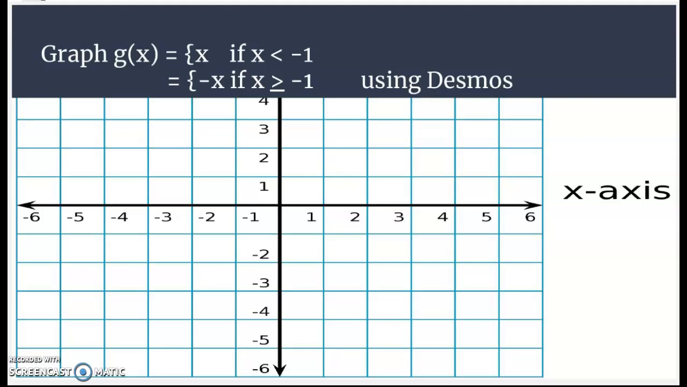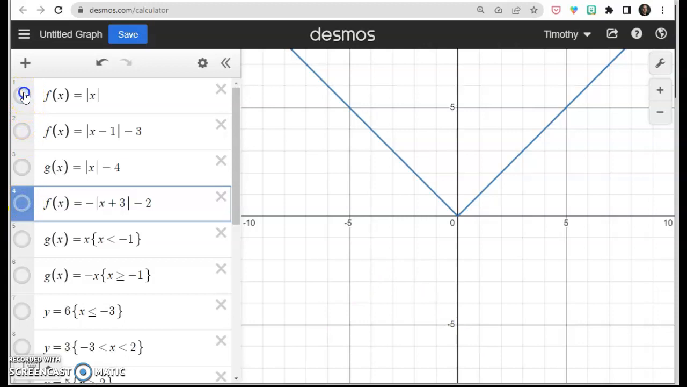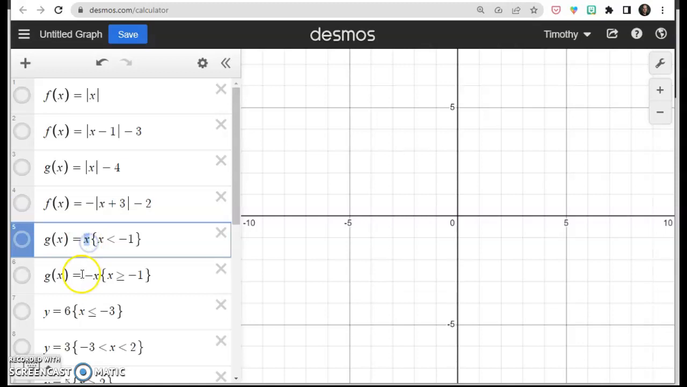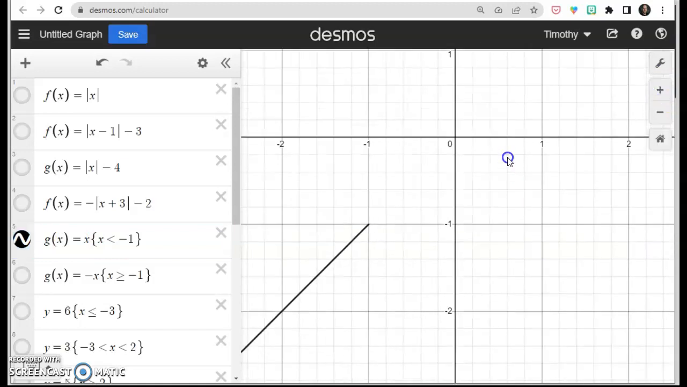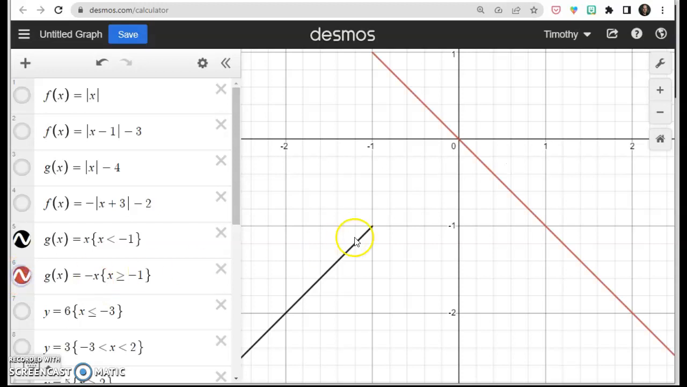So let's look over at Desmos, kind of get this situation figured out here. Let's take away those. Alright, now here's how you enter it on Desmos. The two functions are x and negative x, but it behaves like x when you're less than negative 1. It behaves like negative x when you're greater than or equal to negative 1. And notice how they enter it on Desmos. You put the little curly brackets. So there's the left side of the function, and notice we are just to the left of negative 1. Here's negative 1, and then let's go to the right of it.